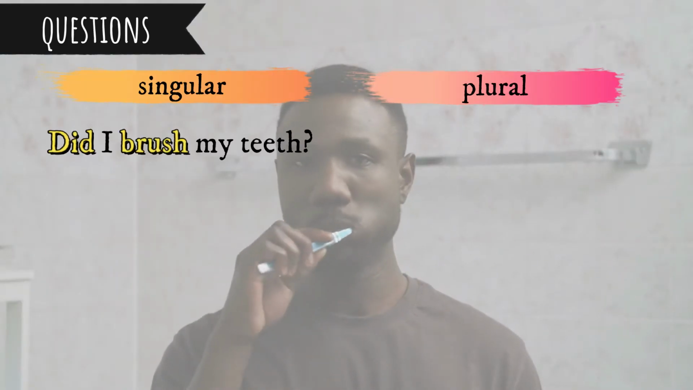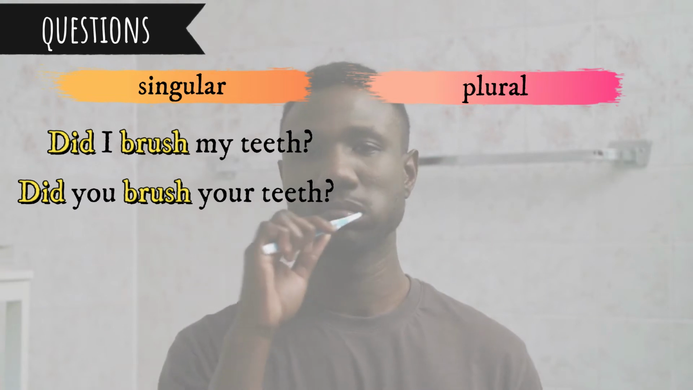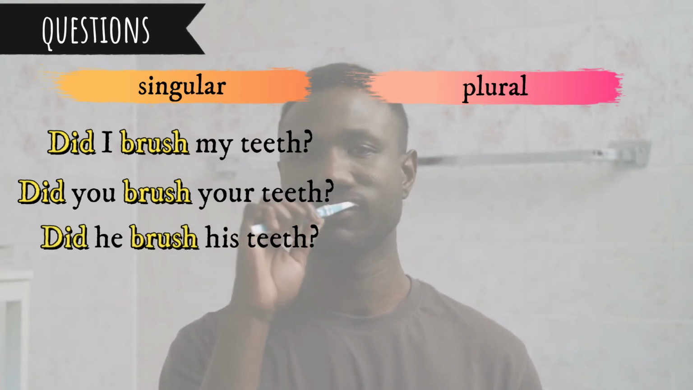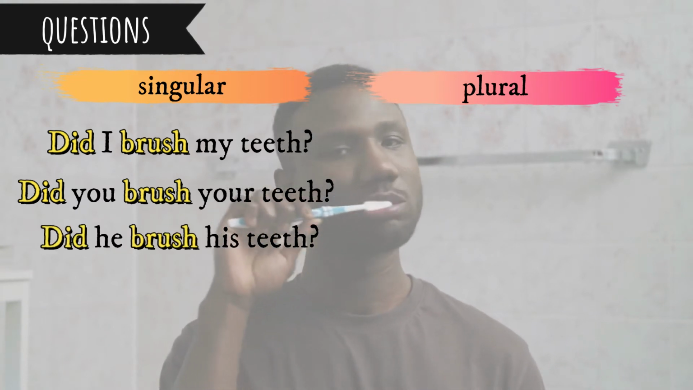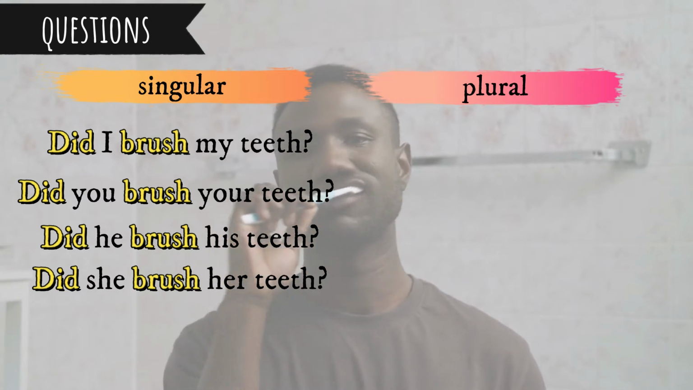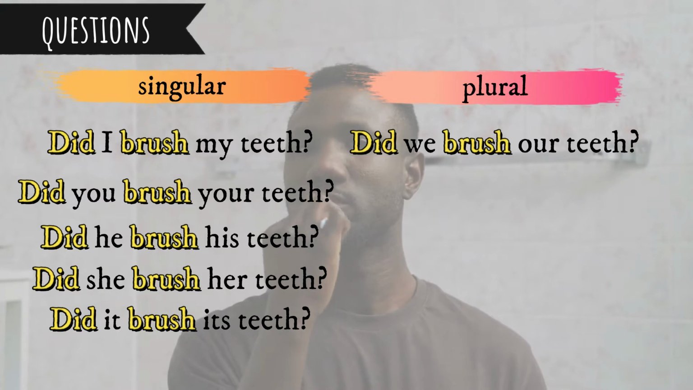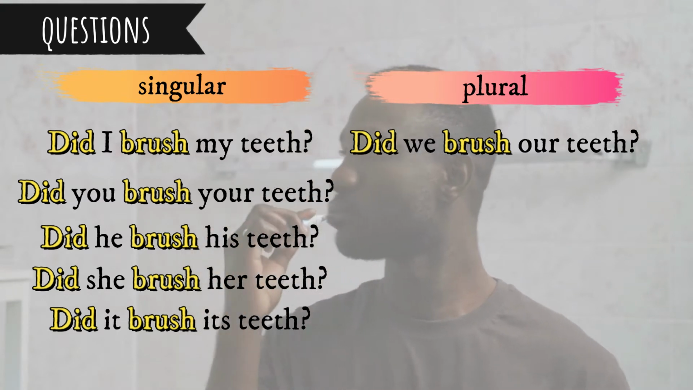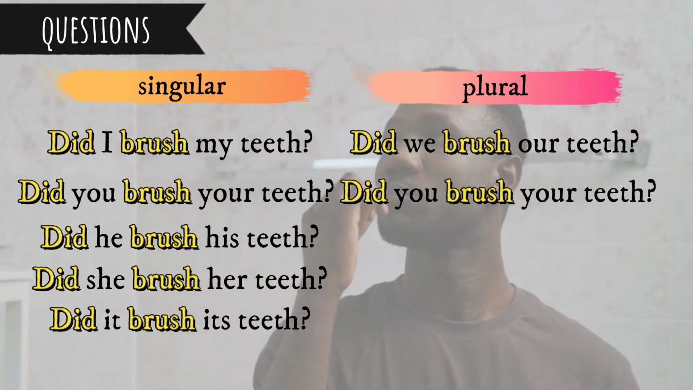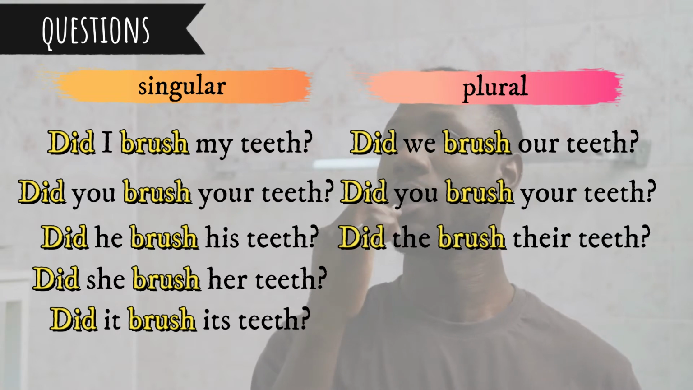To make questions, we need did, a subject, and the infinitive form of a verb. For example, brush. Did I brush my teeth? Did you brush your teeth? Did he brush his teeth? Did she brush her teeth? Did it brush its teeth? Did we brush our teeth? Did they brush their teeth?